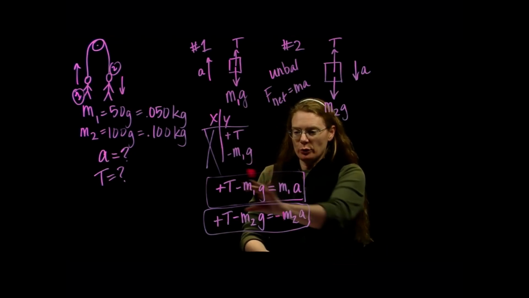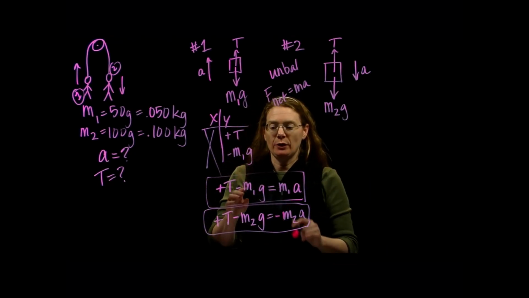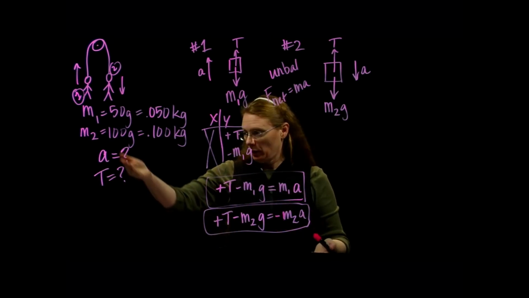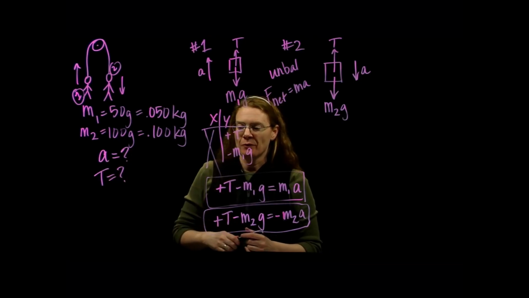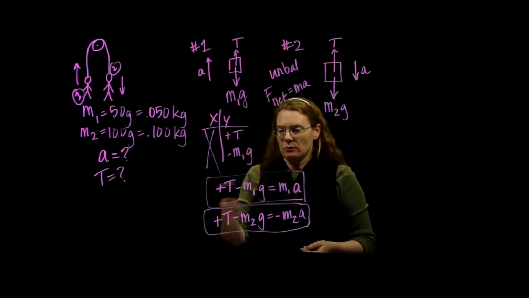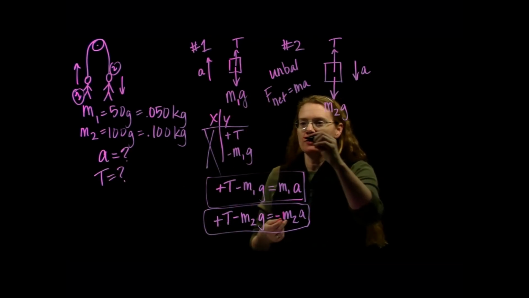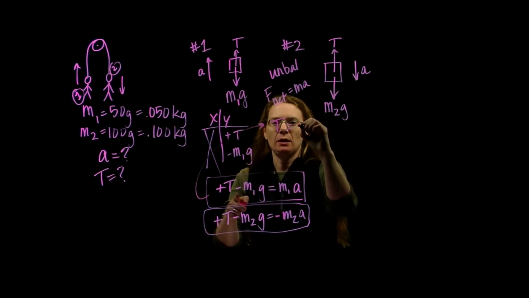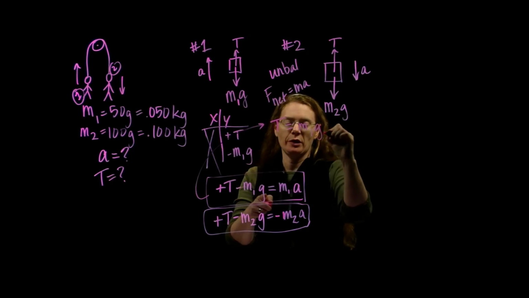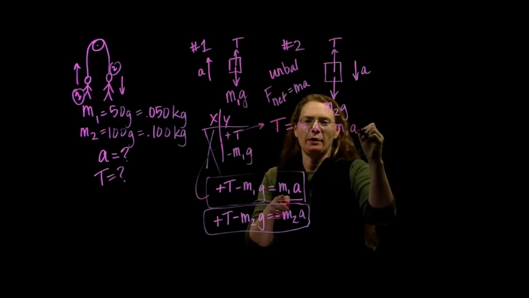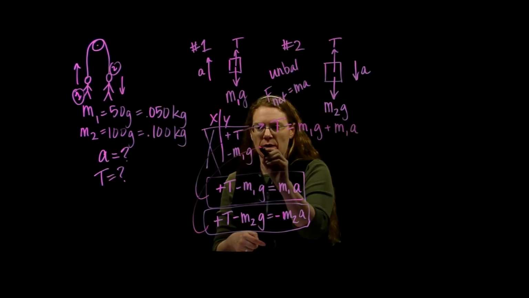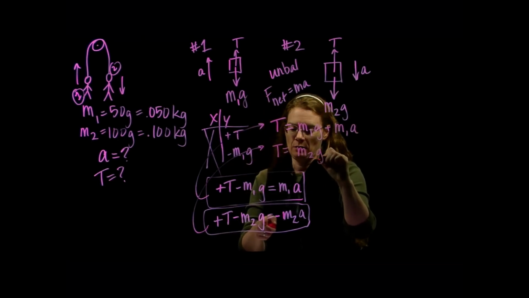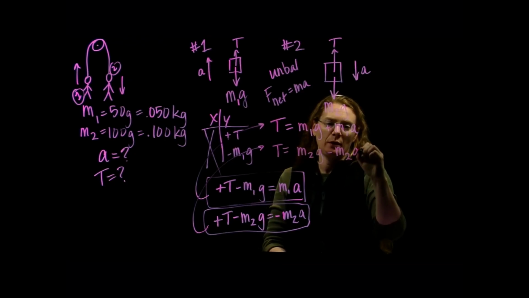We have now two equations, two unknowns. We know the masses, we know gravity, we don't know tension, we don't know acceleration. We're looking for tension and acceleration. So I'm going to write both of these for T equals. So this one becomes T equals m1g plus m1a. This one is going to become T equals m2g minus m2a.